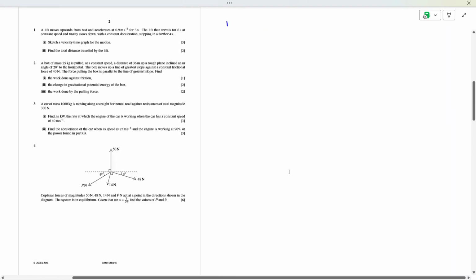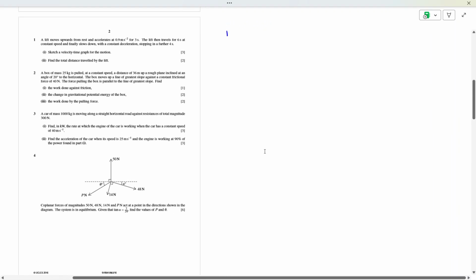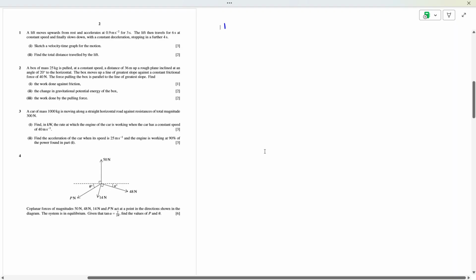All right. Question 2 says, a box of mass 25 kg is pulled at a constant speed, a distance of 36 meters up a rough inclined plane at an angle of 20 degrees to the horizontal. The box moves up a line of greatest slope against a constant frictional force of 40 newtons. The force pulling the box is parallel to the line of greatest slope. Find 1, the work done against the friction.